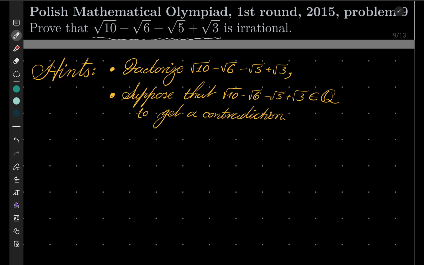So my hints for this problem: this entire sum of roots can be factorized a little bit. And the preferred way to show that this number is irrational is probably first to suppose that this number is rational and to get a contradiction after some reasoning. So pause the video and give it a try.